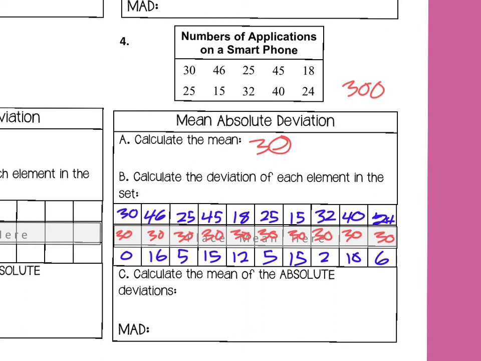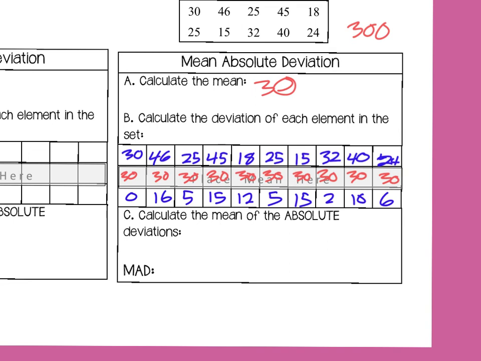Now, we're going to take those numbers, 0 plus 16 plus 5 plus 15 plus 12 plus 5 plus 15 plus 2 plus 10 plus 6, and I hit enter, I get 86, and I'm going to divide by 10. And I get 8.6, which is my mean absolute deviation.